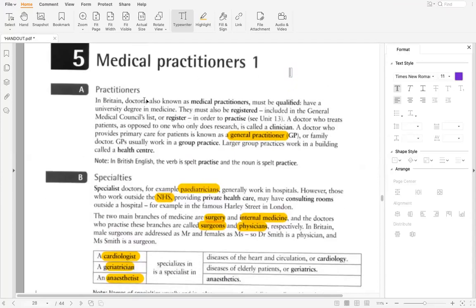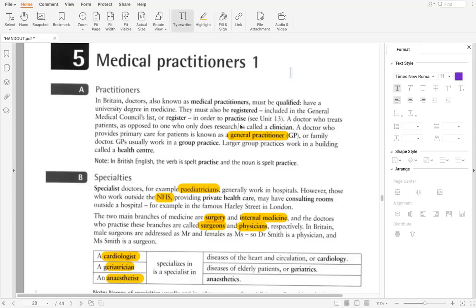Practitioner. In Britain, doctors, also known as medical practitioners, must be qualified. How to be qualified? By having a university degree in medicine. They must also be registered, which means included in the General Medical Council's list, or register, in order to practice.